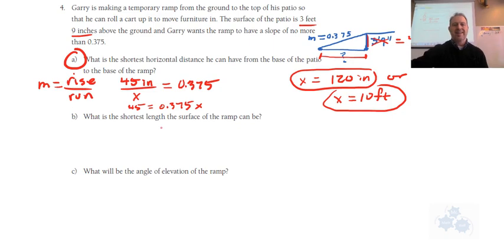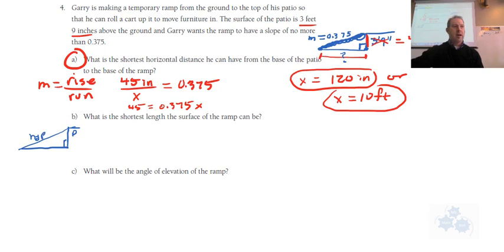Okay, so what's the shortest length of the surface? Nobody got this. I think you were immediately going to the angle, or I'm not sure what was happening, but it's the shortest length of the surface of the ramp. That's this right here, the ramp surface. What's another name for the ramp in this situation? Hypotenuse. Very good. It's a right triangle. Here's the patio, here's the ramp, so this is the hypotenuse.